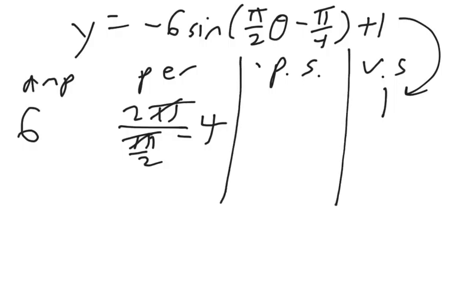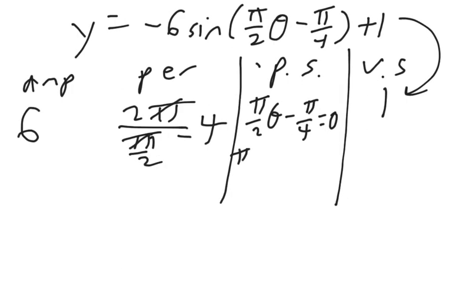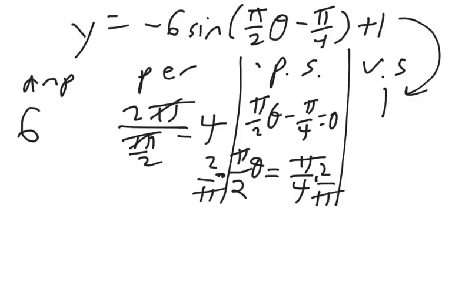So the phase shift, we take whatever's inside the parentheses and set it equal to 0. So pi over 2 theta equals pi over 4. Multiply by 2 over pi. Pi's cancel. 2 over 4 is 1/2.